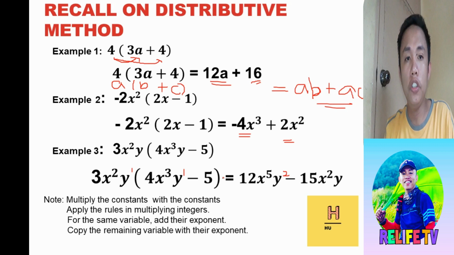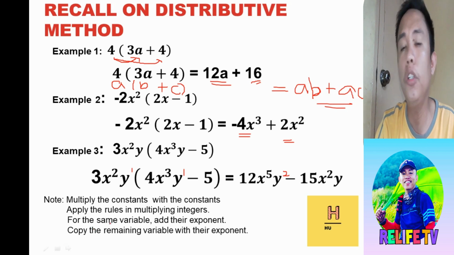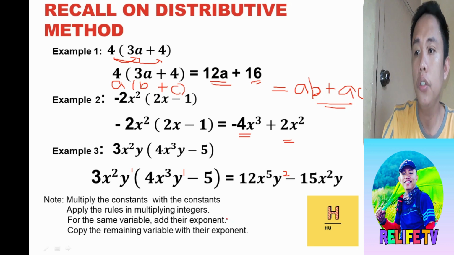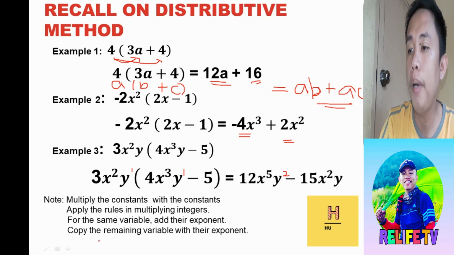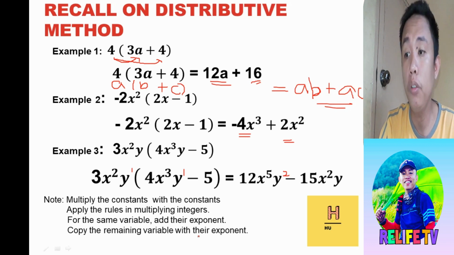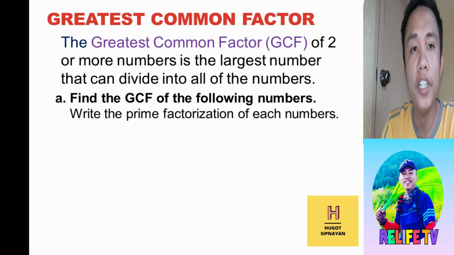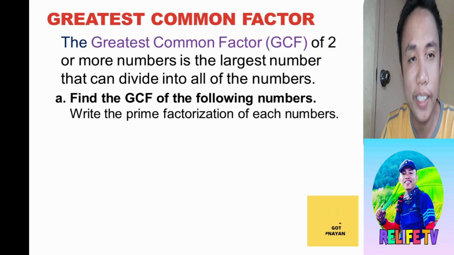So, ano ba yung kailangan alalahanin dito? When we are multiplying constant by constant, we apply the rule for integers. So, yun po. Saka for the variables, for the same variables, add their exponents. So, add their exponents. So, copy the remaining.